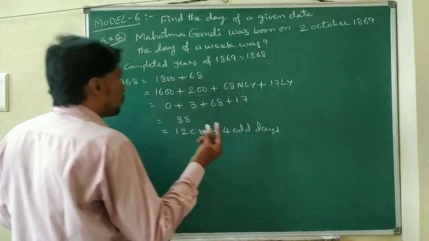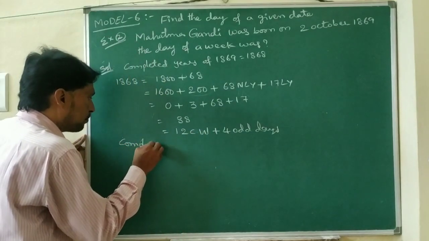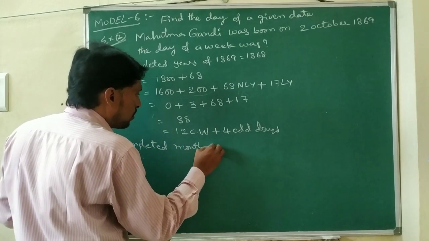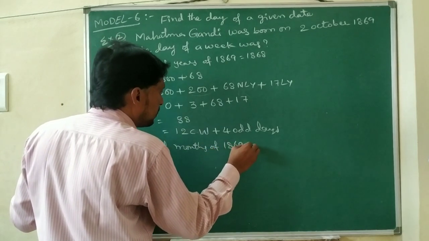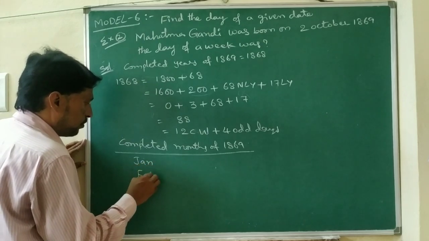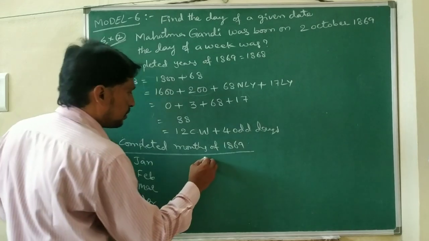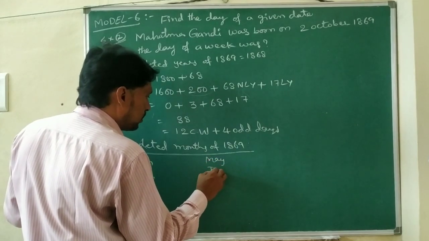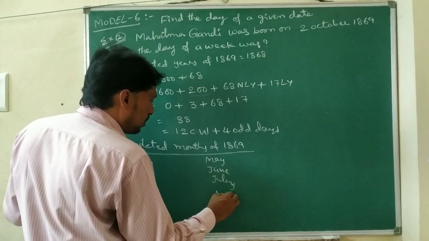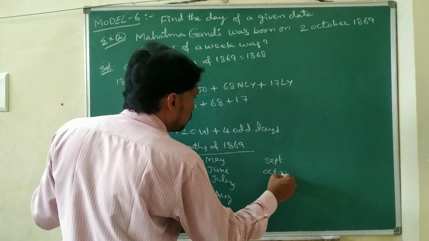4 odd days. So this is about the years, it is completed. Completed months of 1869 equal. First we can take January, February, March, April, May, June, July, August, September, October. Up to 2 only we need to take.